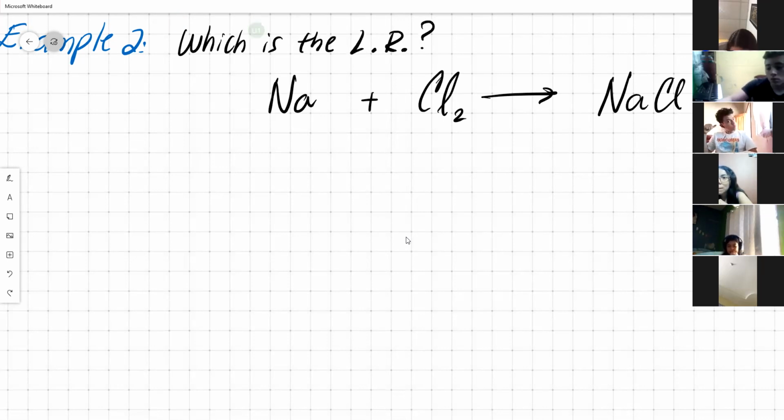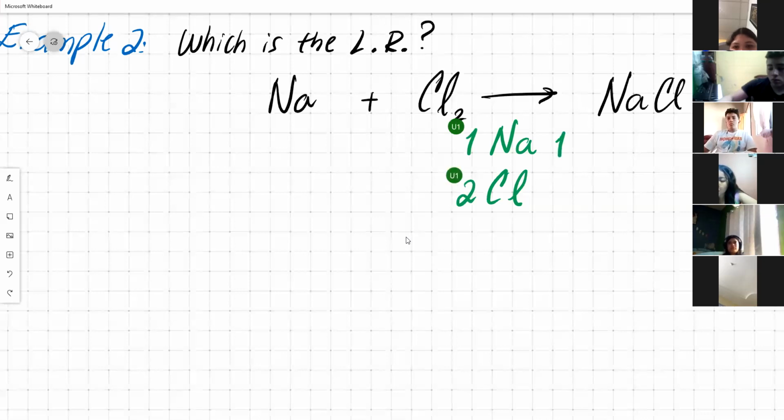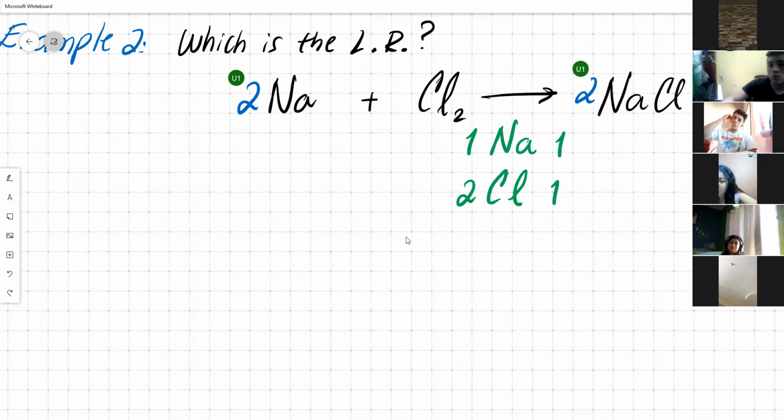So for this exercise, what we do is what we always do in step 0. We need to check if it's balanced. Is this equation balanced? No. How do you balance it? Placing a 2 in the product and in sodium. That is correct. Now it's balanced, so we move on.